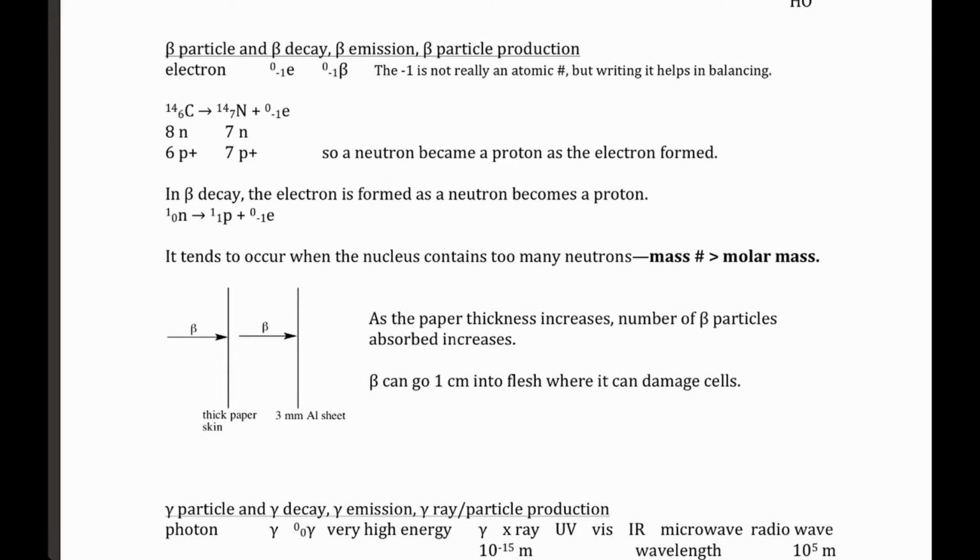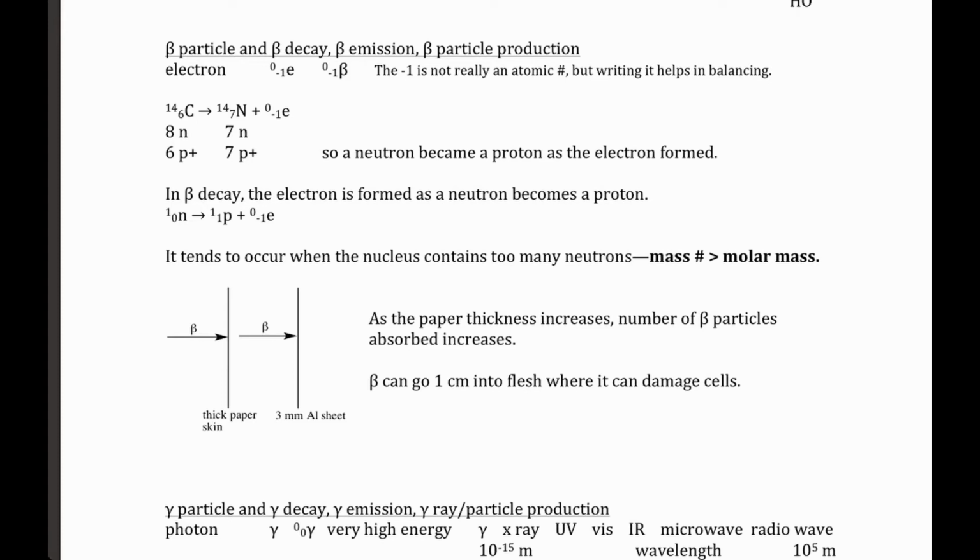It tends to occur when the nucleus contains too many neutrons. And we can determine that by comparing the mass number of the isotope that we're given with the molar mass for that element that we would get from the periodic table. If the mass number is large, then that means there's a lot of neutrons, and a common decay process that an isotope undergoes when there's too many neutrons is beta decay.